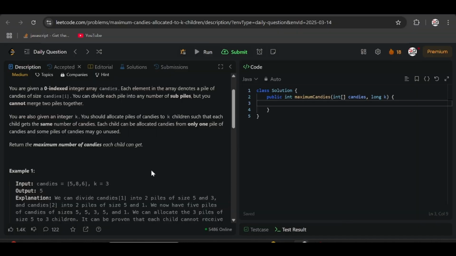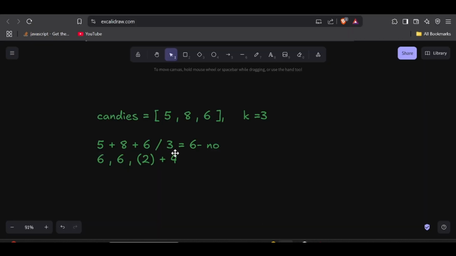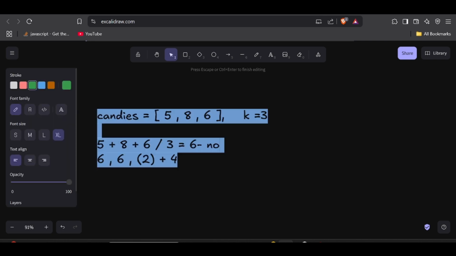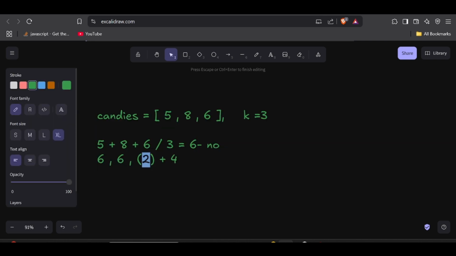Why so? Because it is written that each child can be allocated candies from one pile only. And in the last, when I'm allocating the candies to the last child, I am taking the candies from two piles. I took these two candies from the first index and these four candies from the zeroth index. That is why it is violating the rule of the question. So 6 cannot be our possible solution. So let's see if 5 candies can be given or not.